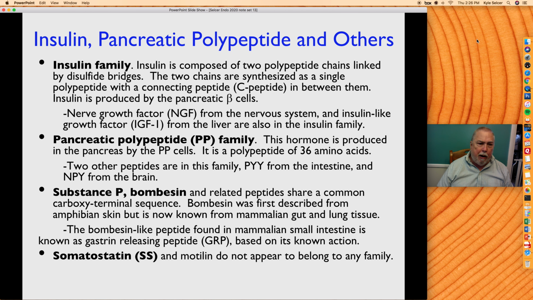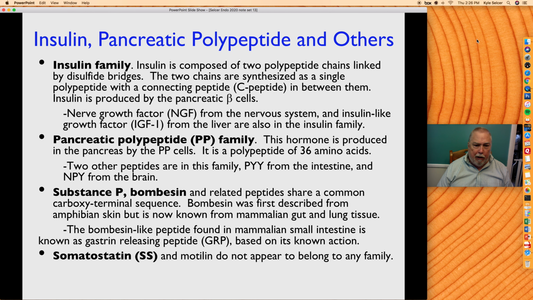It's produced by the pancreas, by the PP cells in the islets of Langerhans. There are 2 other peptides in this family, PYY from the intestine and NPY from the brain. So there's another one of those gut-brain connections that I was talking about.